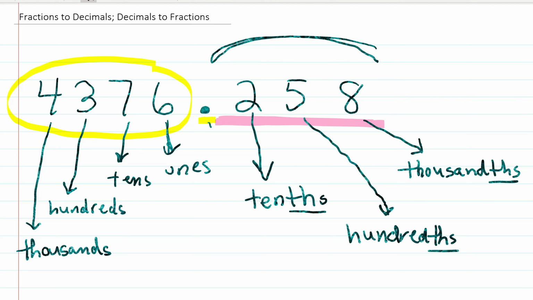So this number here is 4,376. The decimal point is like the word and. So 4,376 and 258. You just say the number after the decimal point as you would read it, 258, and then the last number is in the thousandths, so you say 258 thousandths. So we say 4,376 and 258 thousandths.